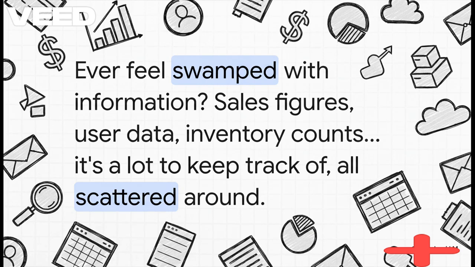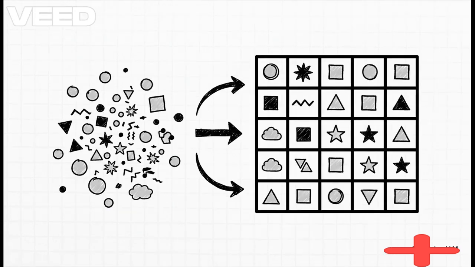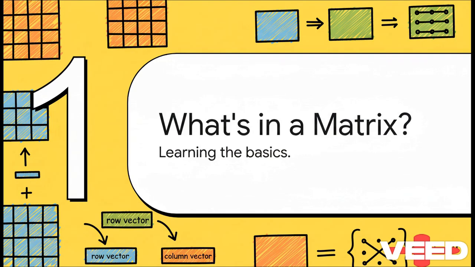I mean, think about it. We've all been there, right? You've got sales figures over here, user data there, inventory counts somewhere else. It's just a sea of information, and it's easy to feel like you're drowning. Well, a matrix is pretty much the perfect solution for all that chaos. It's this really elegant, simple, structured way to put all of that information into one neat, tidy package. It's your life raft.